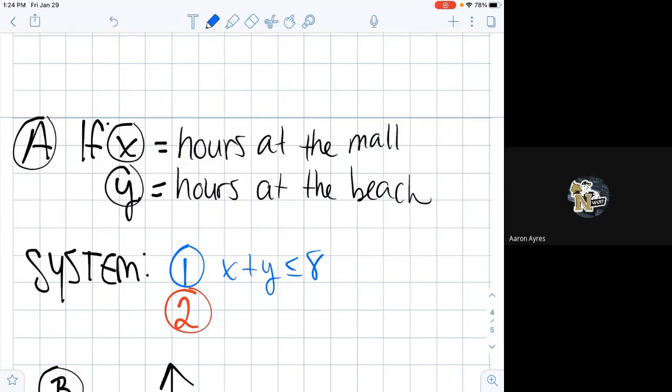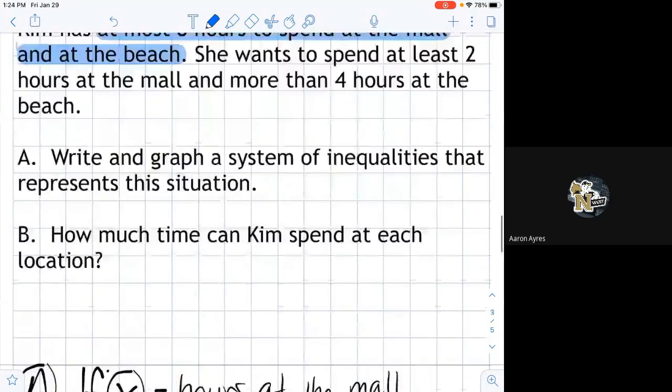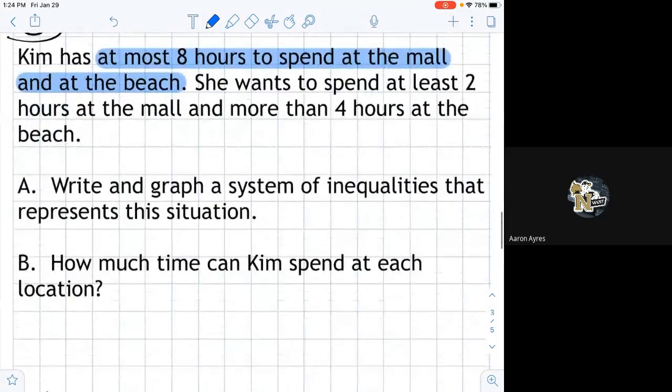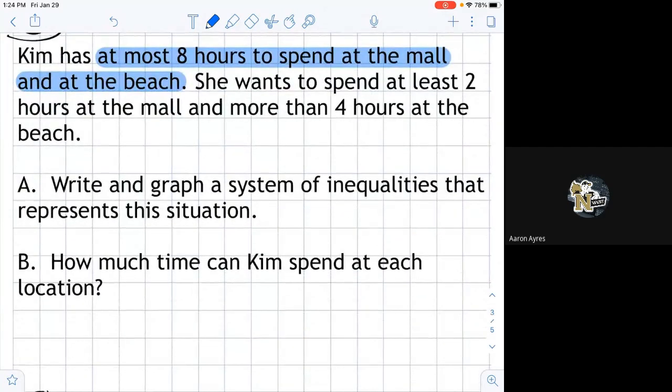Good. Now, I think Brandon was onto something though, because there's additional information here, right? She wants to spend at least 2 hours at the mall and no more than 4 hours at the beach. So I think we need at least another inequality here. Who can help me out with that? At least 2 hours at the mall. Mason?